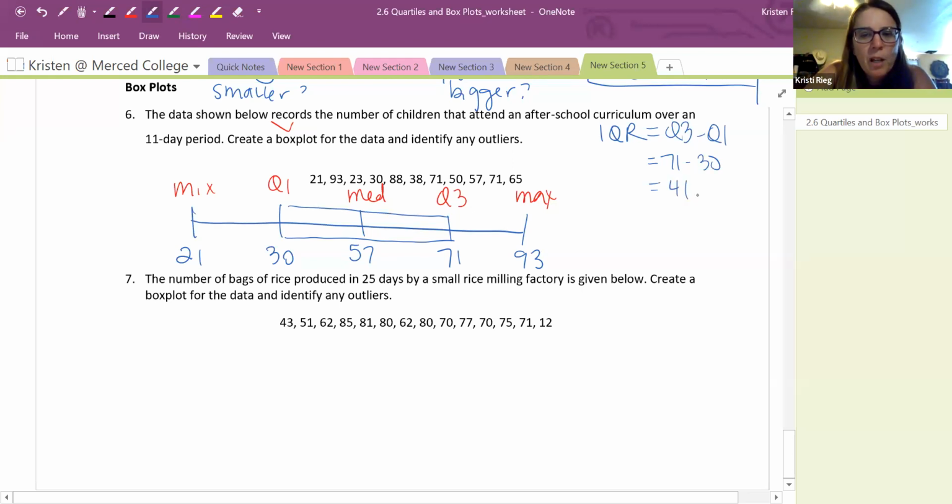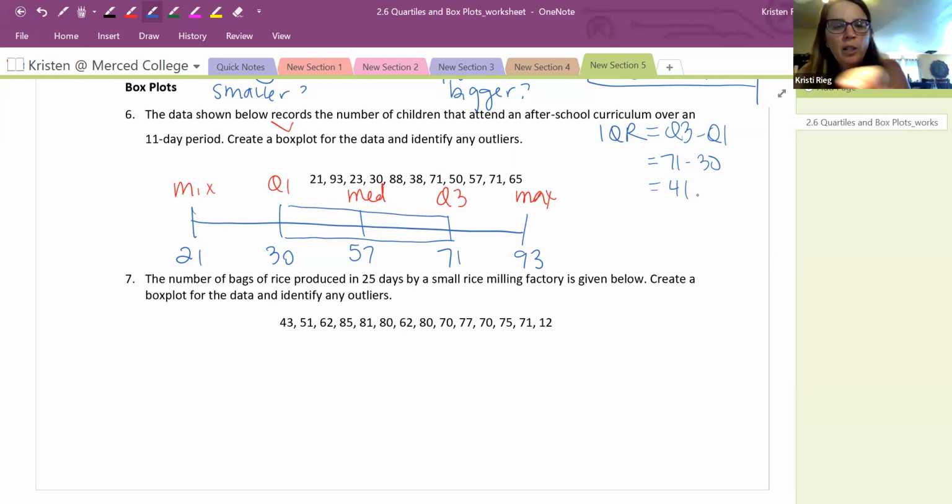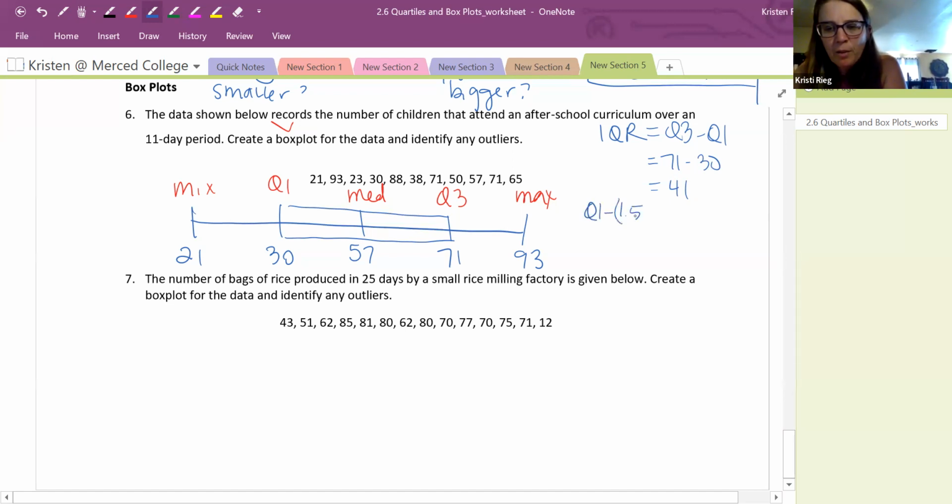Cool. So now I'm going to take Q1 minus 1.5 times 41. And I'm going to do Q3 plus 1.5 times 41. Why did I write Q's when I already know those numbers?